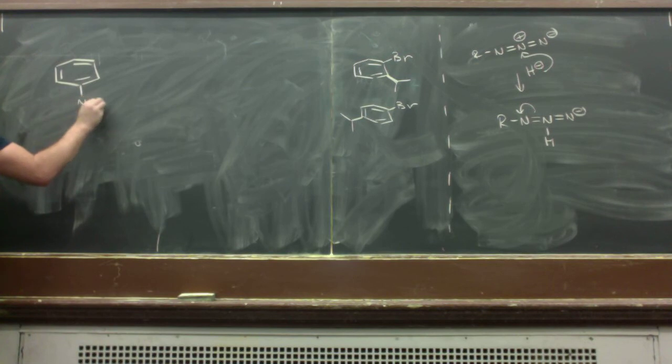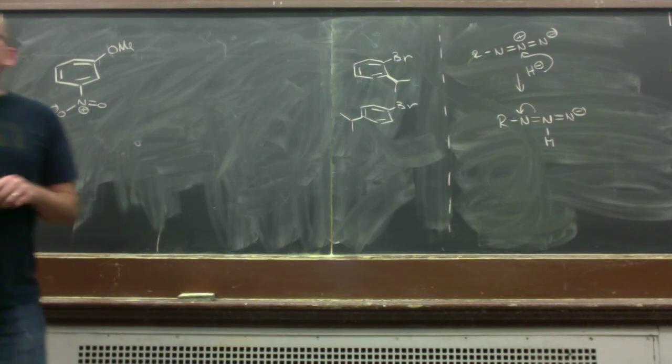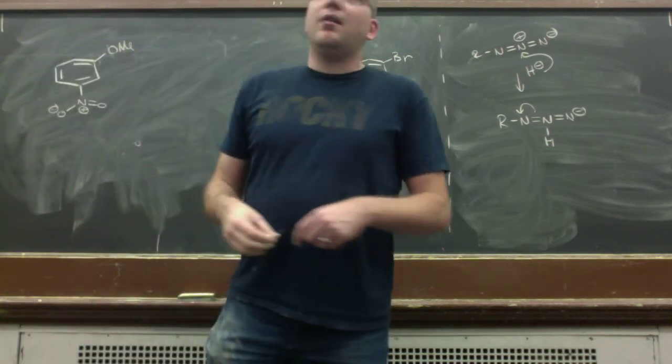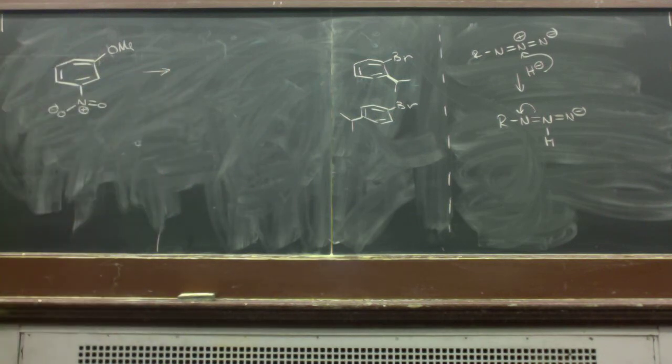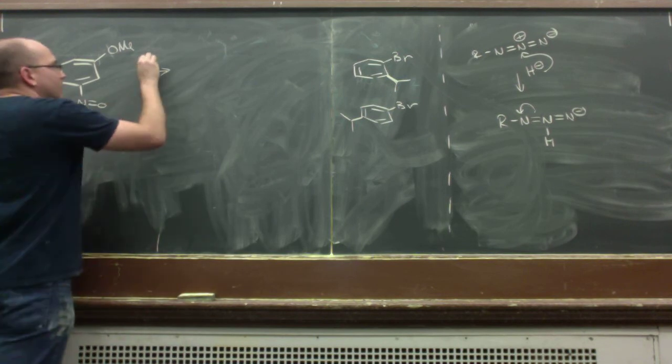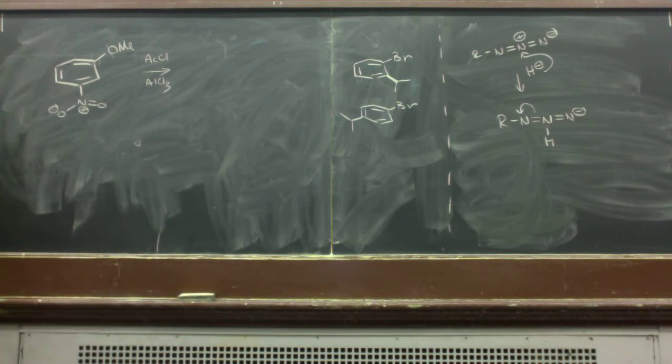So if we have a situation where we have, for example, a nitro group, and an ether, and let's say we took this molecule and tried to do Friedel-Crafts with it. We use acetyl chloride as well as AlCl3, and we want to functionalize somewhere on here. So we're going to put an acyl group either here, here, here, or here. So there are really four positions.